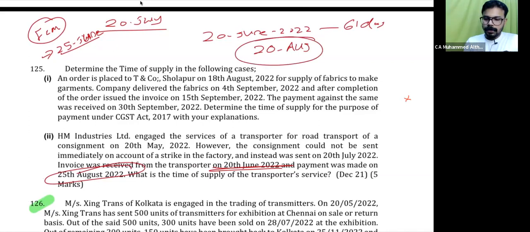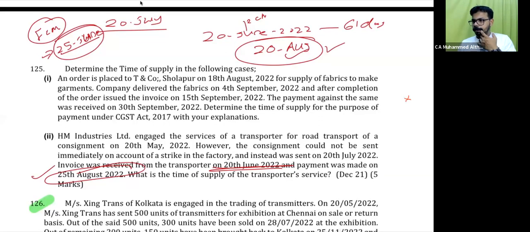So you have to compare 20th August and 25th August. What would be the time of supply? 20th August. So if it is FCM, the time of supply will be 20th June. If it is RCM, the time of supply will be 20th August. So this is how you have to do this question. Clear?